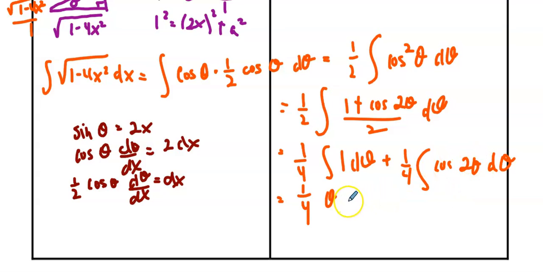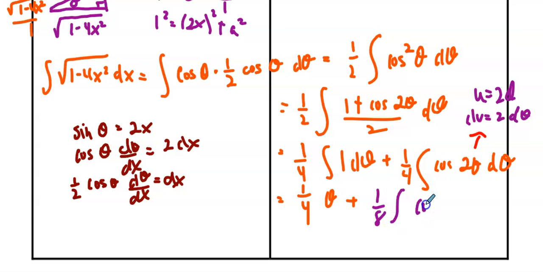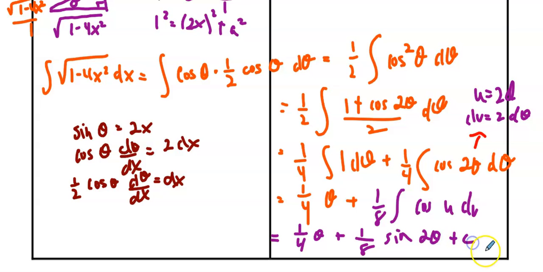And then this guy right here, well, we're going to go ahead and remember that this is going to be, let's change the color up. So u sub is equal to 2 theta. So du is going to be equal to 2 d theta. So I have to pull out another 1/2. So 1/8. And then I'm integrating cosine of u du. So 1/4 theta is equal to 1/8. And again, we're going to integrate cosine. We're going to get sine of u. Well, let's just go ahead and write down what u is. It's just 2 theta plus c.